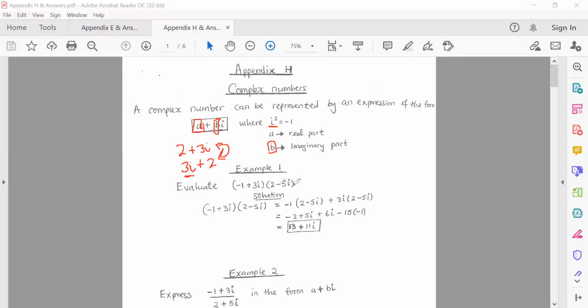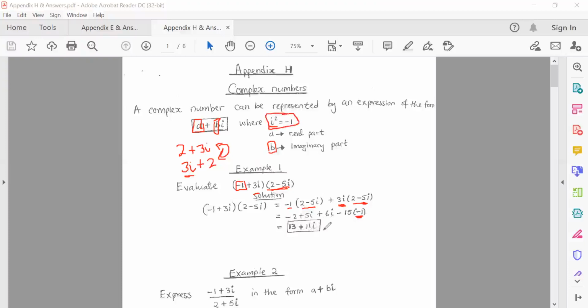Example 1, we just need to multiply these two out. That's easy. So you take -1, you multiply this whole thing by -1, and then you take 3i, you multiply again this whole thing here with 3i. So you can see the -1 times this, 3i times this. And if you multiply out, group like terms together. So keep all the real parts together and the imaginary parts together. If you notice, if you multiply 3i times -5i, you get -15i squared. And what is i squared? i squared is just -1. That's what I mentioned in the beginning. All right, i squared is -1. If you do that, you just have 13 plus 11i.